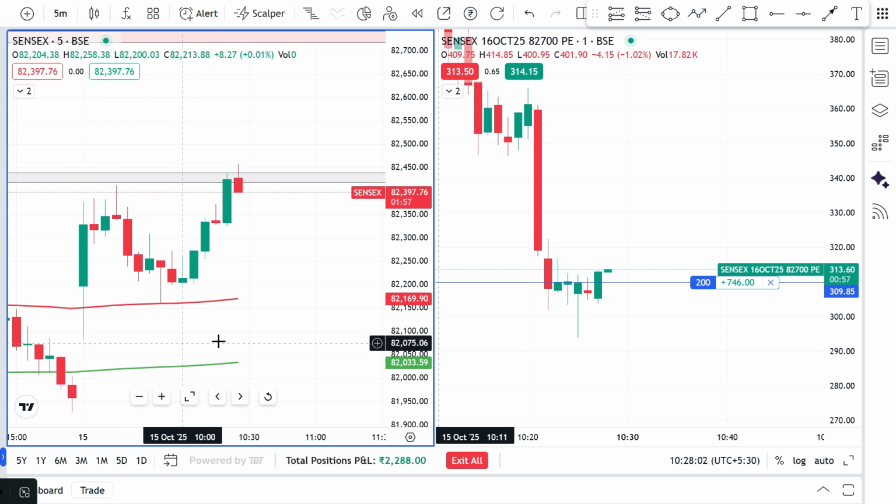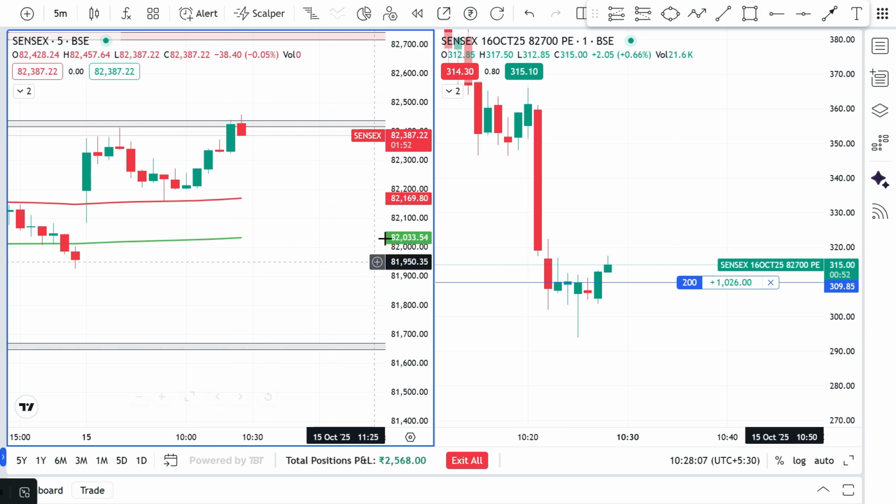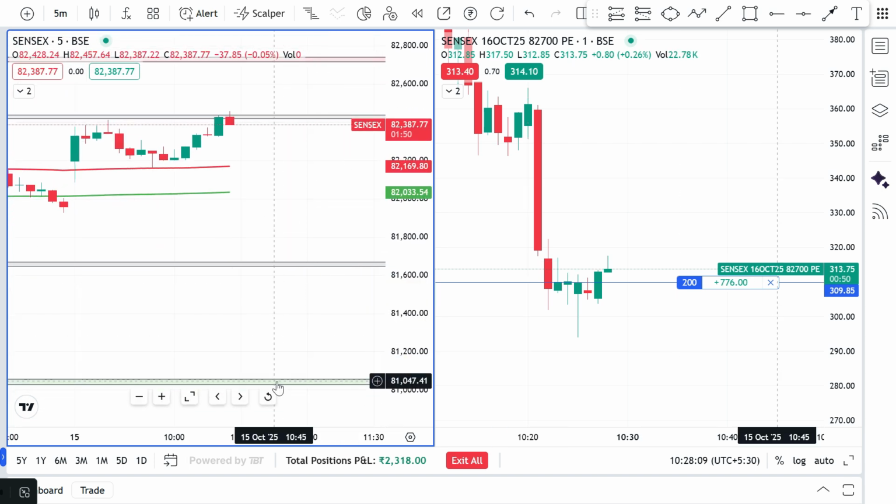Once the day low breaks, we expect a good target. From the day low, this is going to our second and this is going to our third target. There is a high chance for a bearish trend, so this is going to our third target.